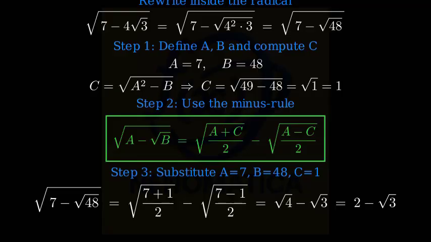First, the square root of 2 plus the square root of 3 equals the square root of 3/2 plus the square root of 1/2. Second, the square root of 7 minus 4 times the square root of 3 equals 2 minus the square root of 3.